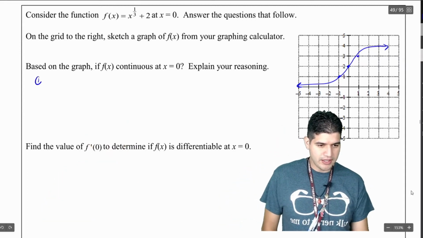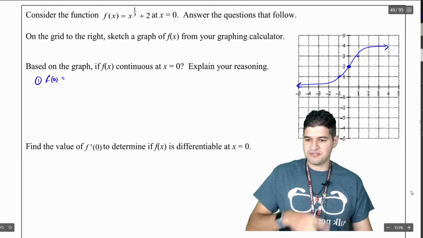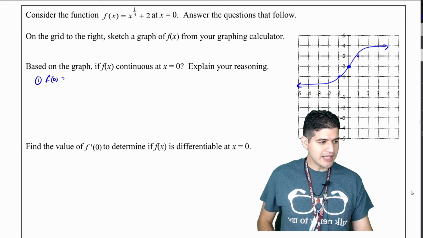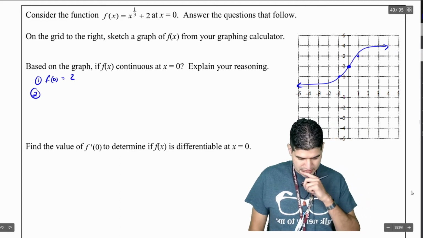The first part is f of 0. Is that defined? And so yes, f of 0 is defined right there. You see it right there. It is defined and it equals 2. Great. So now let's look at our limits.